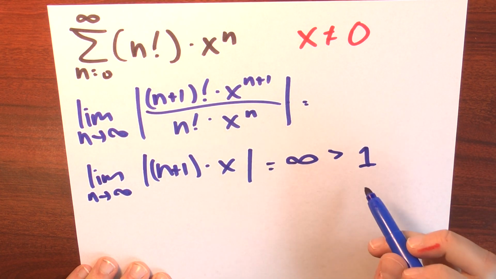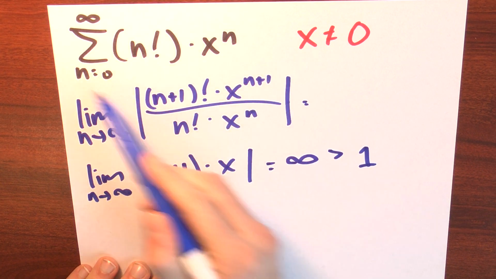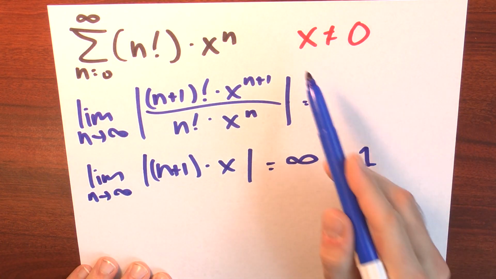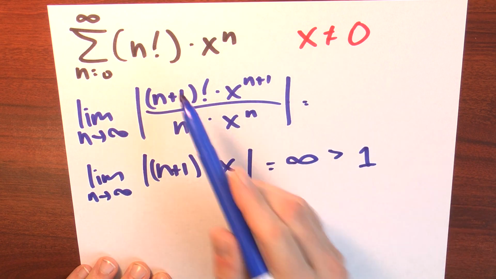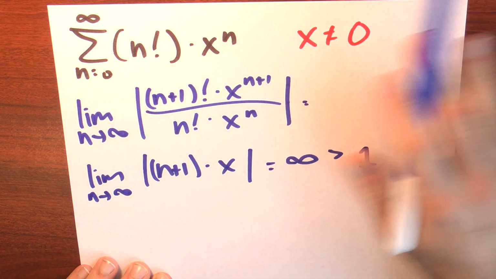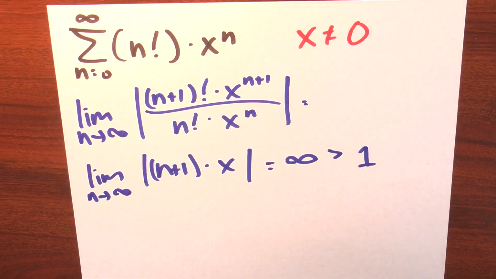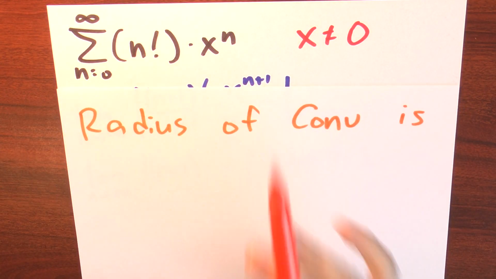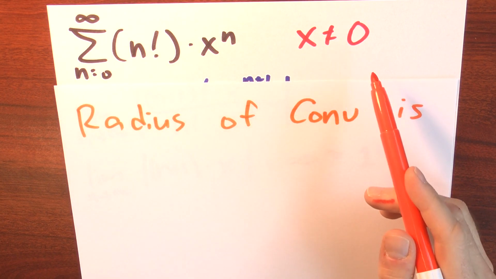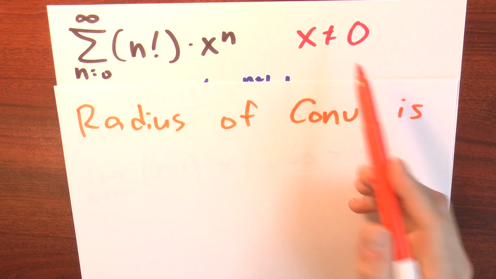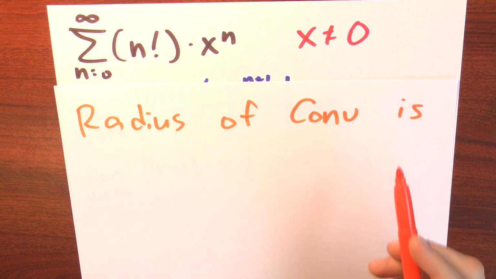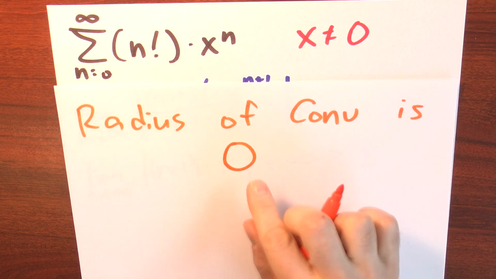And what that means is that by the ratio test, this series diverges. For any fixed value of x not 0, this series diverges. So it doesn't converge anywhere else. It only converges when x equals 0. So in other words, since this series only converges at the point x equals 0 and diverges whenever x is not 0, the radius of convergence is equal to 0.